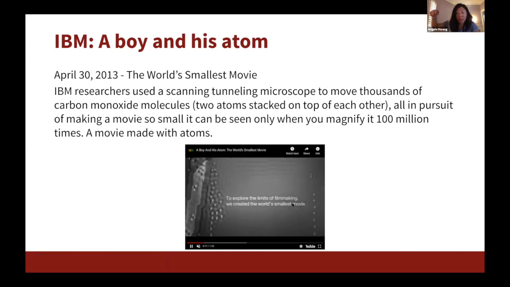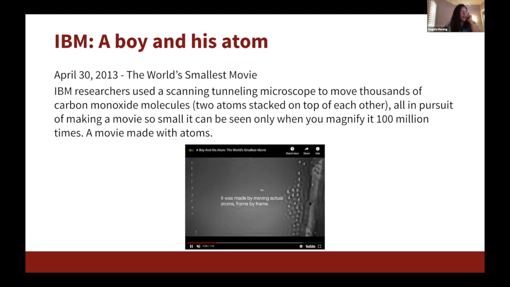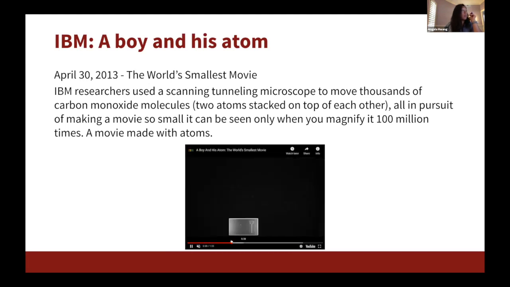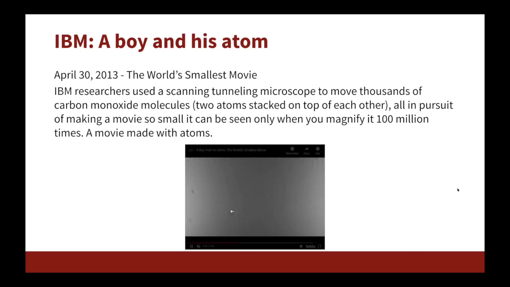So they used that microscope that I was talking about to pick up atoms and place them, and then basically take pictures over and over again to make a cute little video on the movement of an atom. It's really cool. But Angela, just a quick question now.